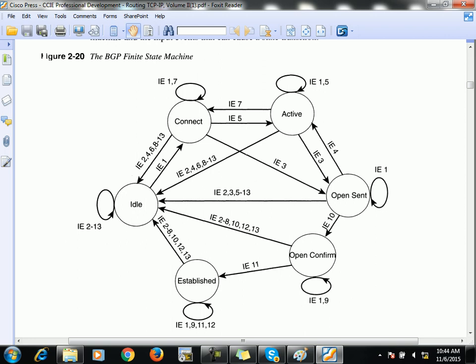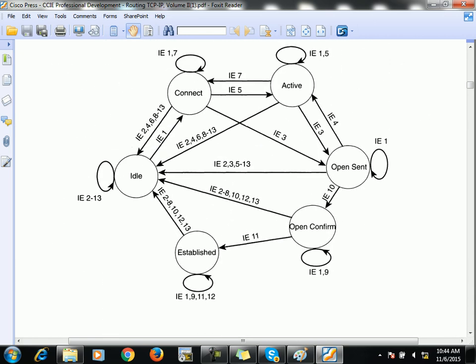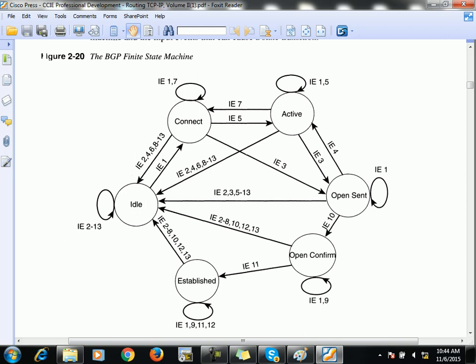There is a timer called the connect retry timer, the connect retry interval, which is by default, I think, 60 seconds, right? So once it has moved into active state, it will start its connect retry interval. Once 60 seconds expire, it will move back into connect state and will try to form the TCP connection. So in active state, if its connect retry timer has expired, that is input event 7, connect retry timer expired, then it will move from active back to connect state, right?